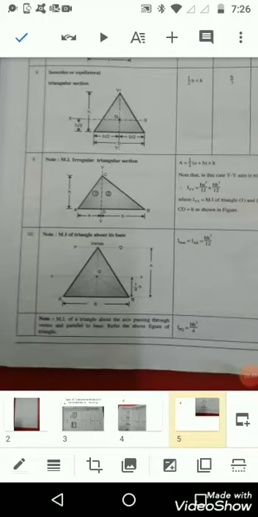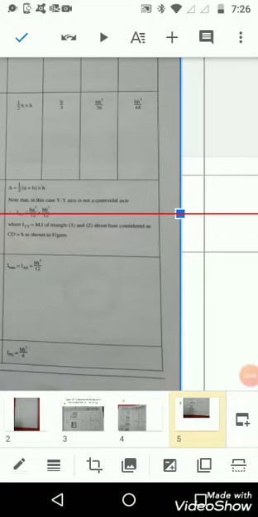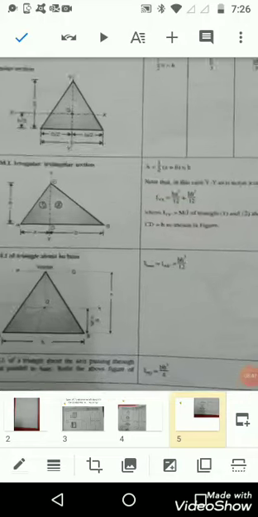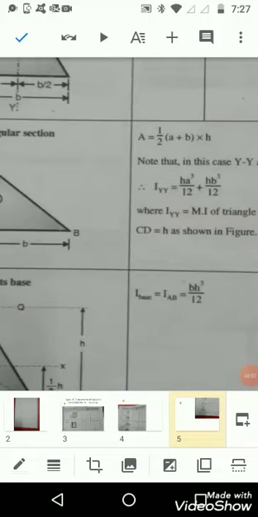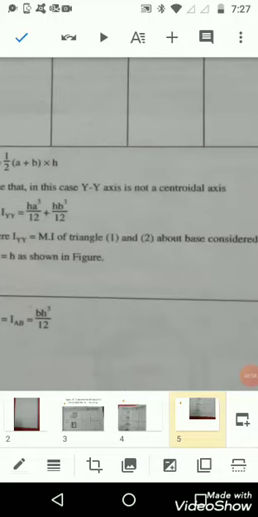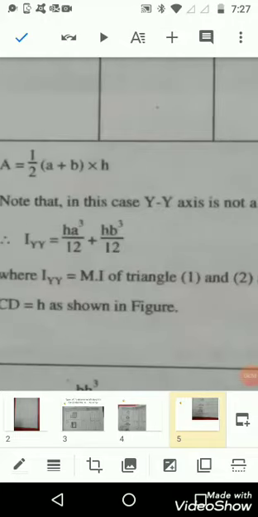I'm sorry. I'm just enlarging. Just a minute. I'm sorry, things are just not working.